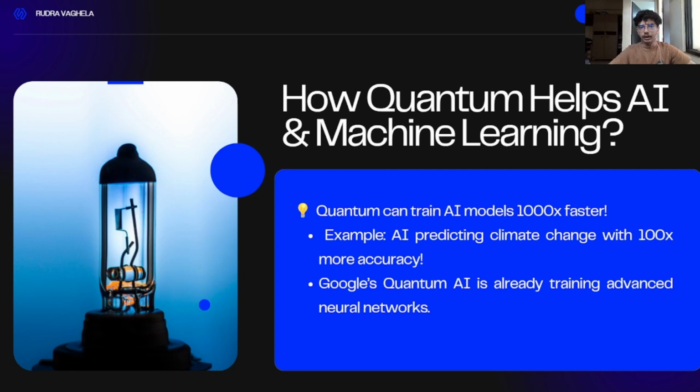How does quantum help AI and machine learning? Quantum can train AI models 1000x faster. Example: AI predictions of climate change with 100x more accuracy. Google's quantum AI is already training advanced neural networks.